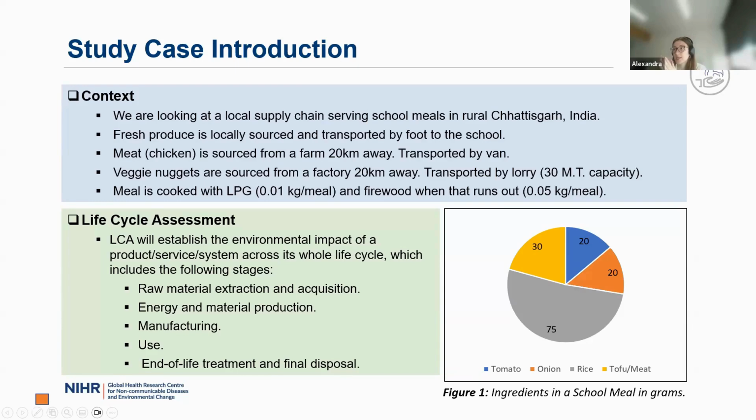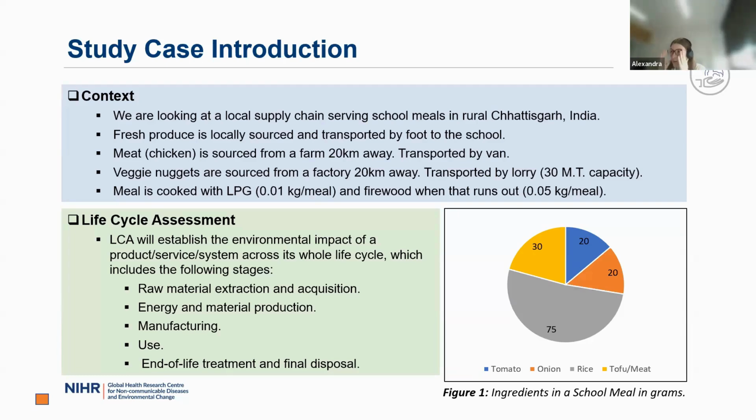For the meat, we selected chicken, but just because we chose chicken doesn't mean all meats are equal and will have the same results. Just to add a bit more difficulty in this case, we've decided to say that it is sourced from a farm that is 20 kilometers away and will be transported by a van. Veggie nuggets are transported from a similar distance, but in this case, we've selected a different type of transport, a lorry. It is important also to know the capacity in this case.